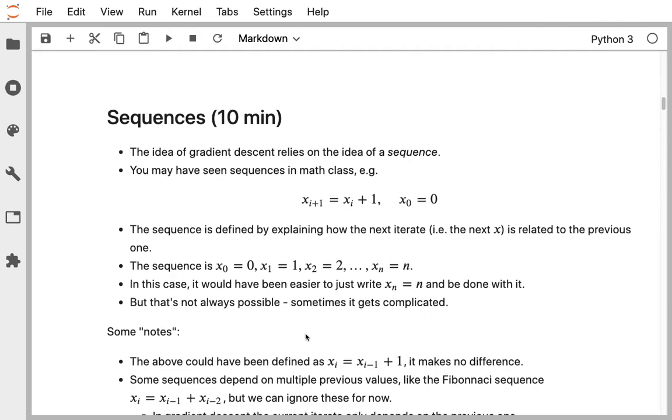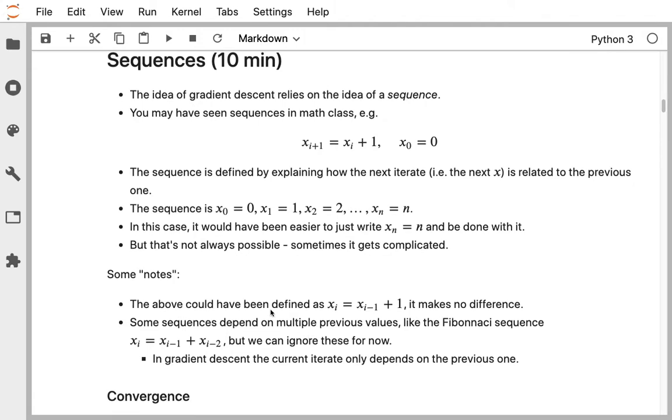I also want to point out that in some sequences the next thing may depend on two previous values. We talked about the Fibonacci sequence before, or you've heard of it. The current one is the sum of the two previous ones, but we can ignore this kind of thing for now because with gradient descent we're not going to have that behavior. We'll just have, however you want to phrase it, the next one depends on the current one, or the current one depends on the previous one. It's the same thing.